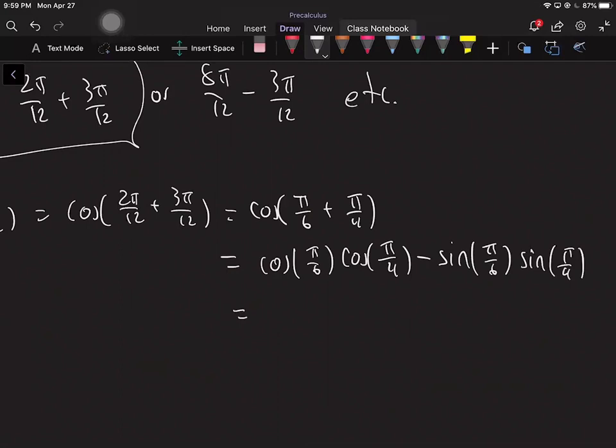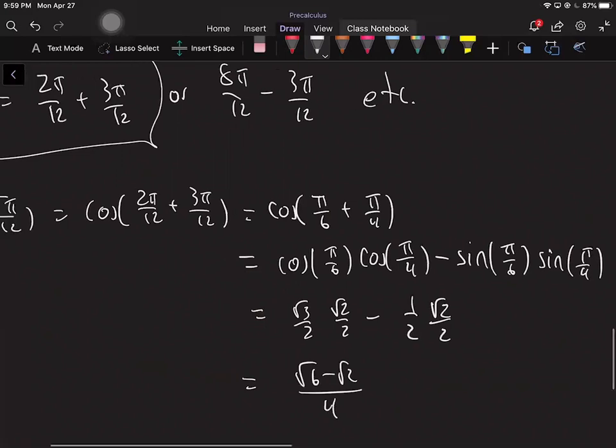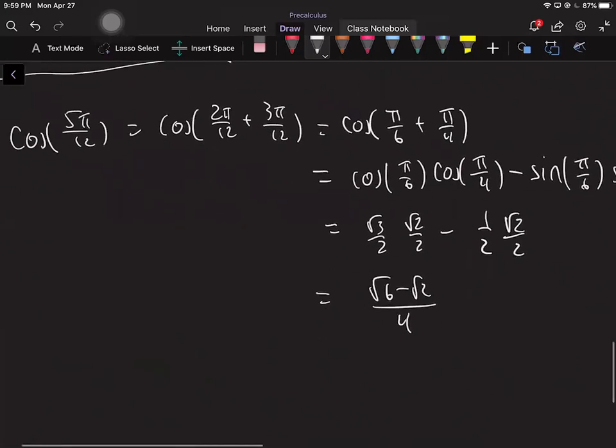So cosine of pi over 6, that's root 3 over 2. Cosine of pi over 4 is root 2 over 2. This one, sine of pi over 6 is a half. Oh, this is going to be the exact same answer as last time, but that's okay, that can happen. Okay, you get that again. Doesn't always have to be that. Just happened this time.